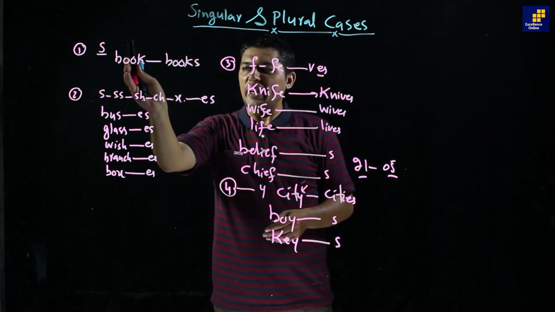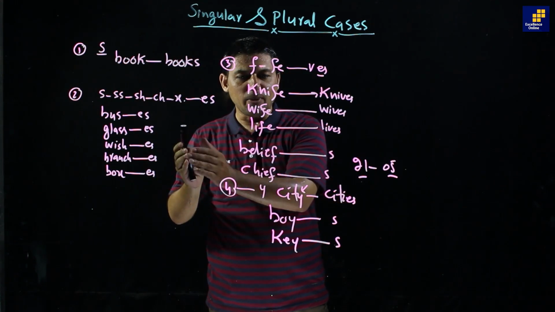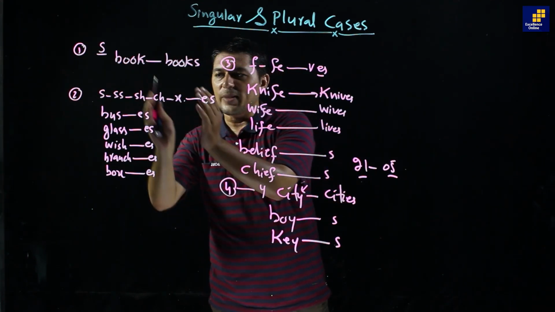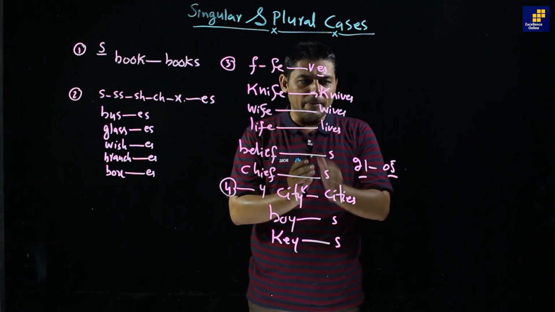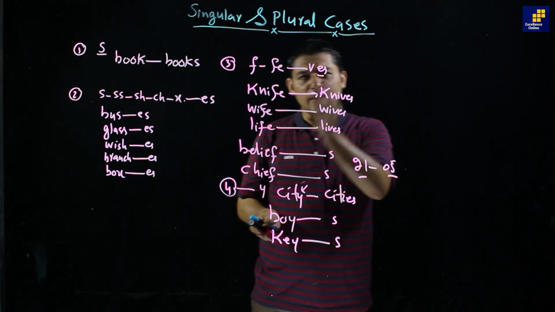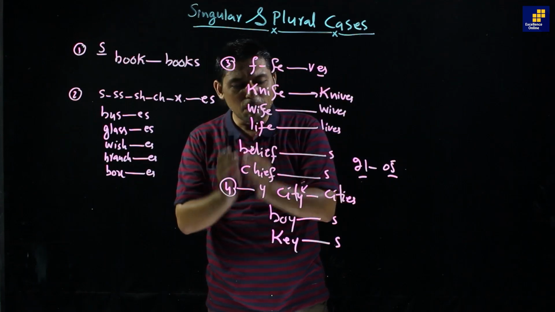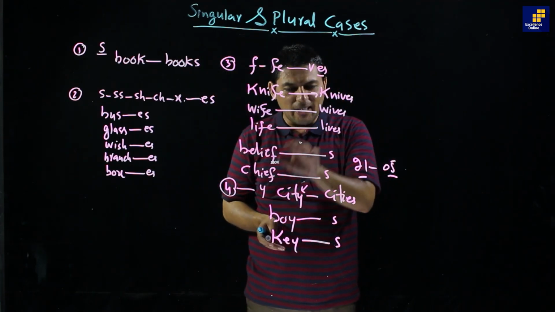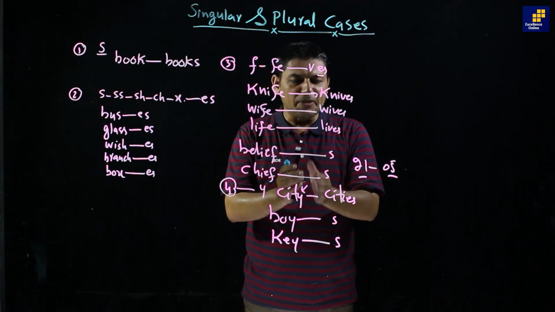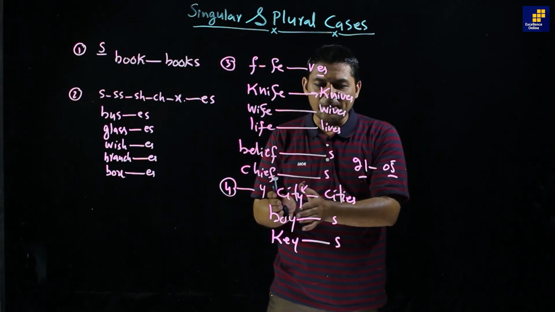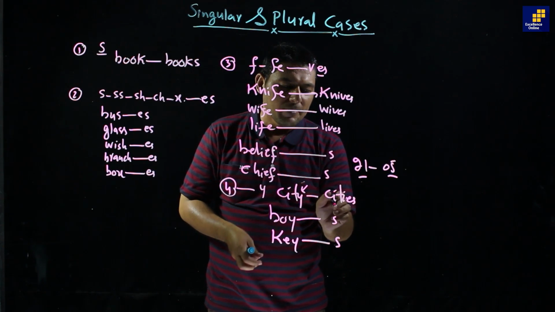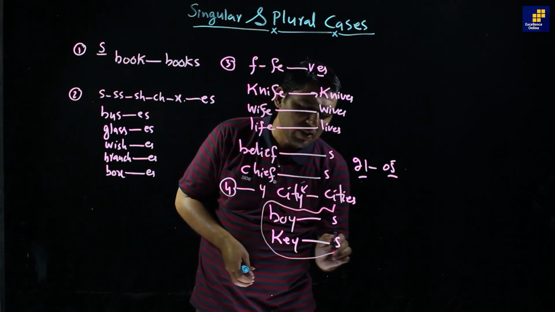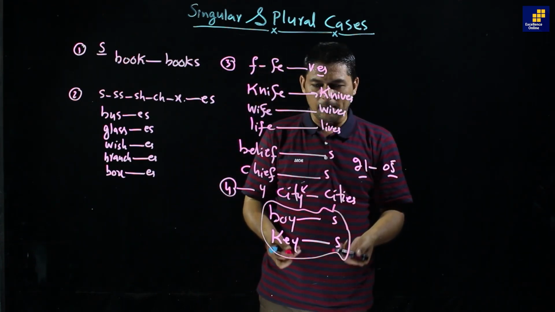Point number 1 was addition of s. Number second point, es addition in certain situations. Number third, removing f or fe at the end of a noun and adding ves. Number 4th point is removing y, if it has a consonant letter before it, then ies. This example, and we have some exception cases. Apart from these examples, we have more examples.